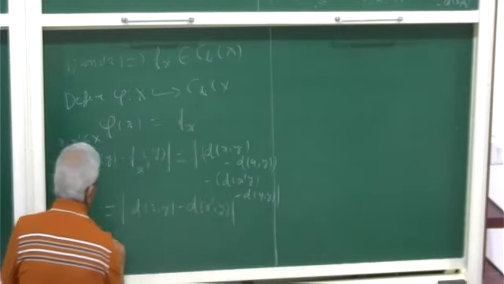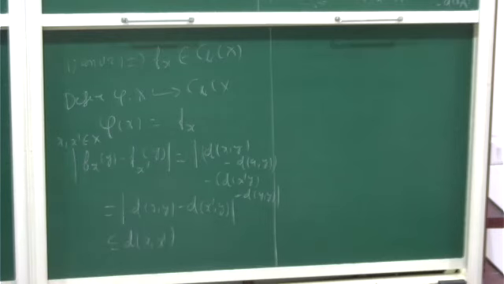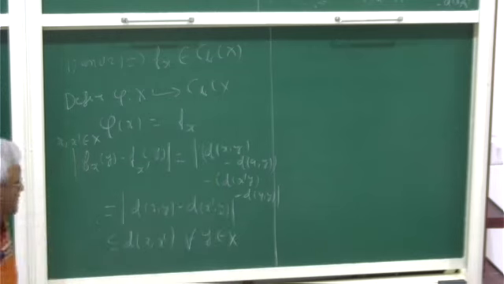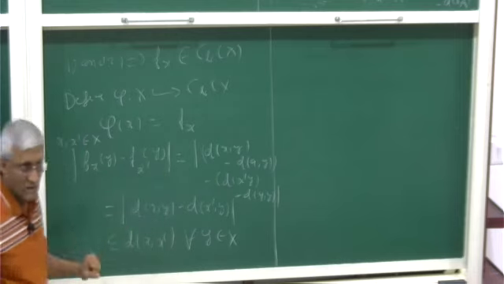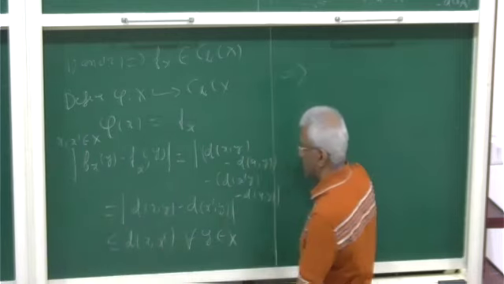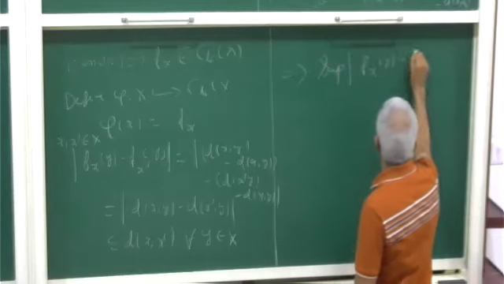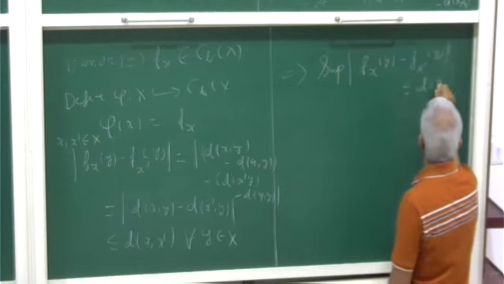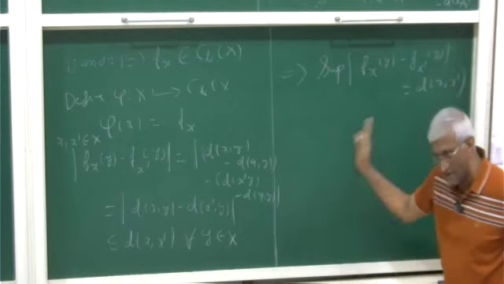Now this is less than or equal to d(x,x prime). So this difference is less than this, and this is true for all y. This is less than or equal to this for all y. This implies the supremum of Fx(y) minus Fx prime(y) is less than or equal to d(x,x prime). Because it's true for all y, there is no y here, so that is true.